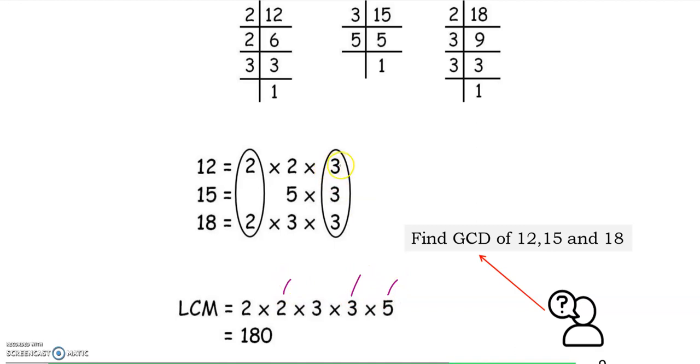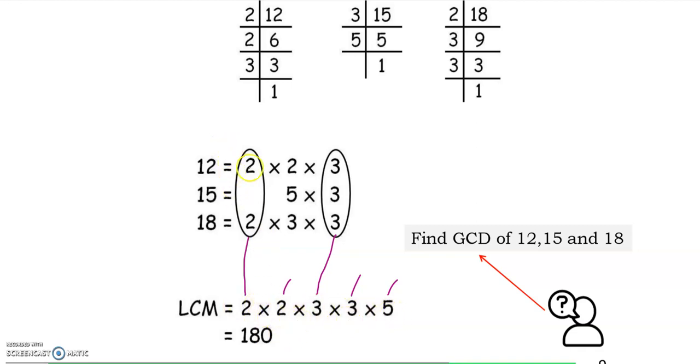Here it is common, 3, 3, 3. You write this 3. If any number is common in more than one place, you write it only one time. That is the idea. So here this 2 repeats more than one time, so I write it one time. So your answer is 180 if you multiply all these factors.